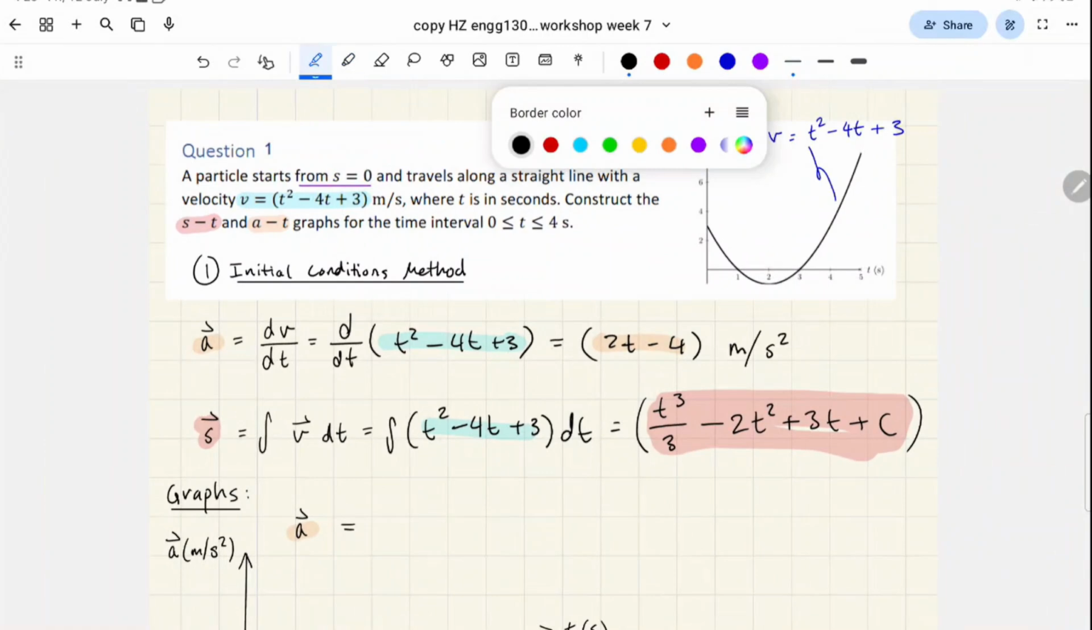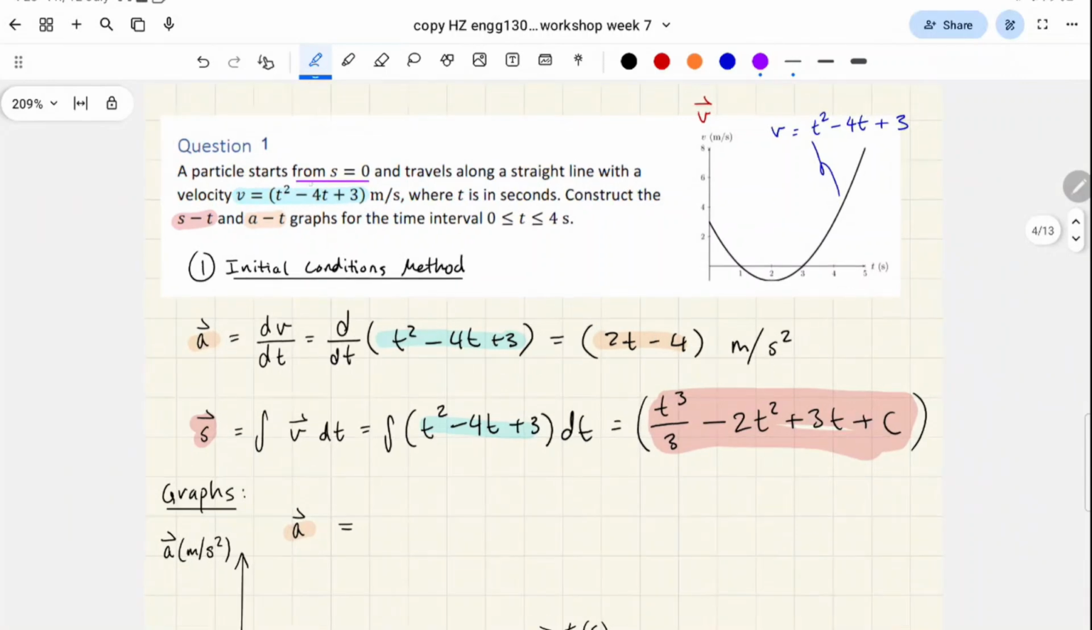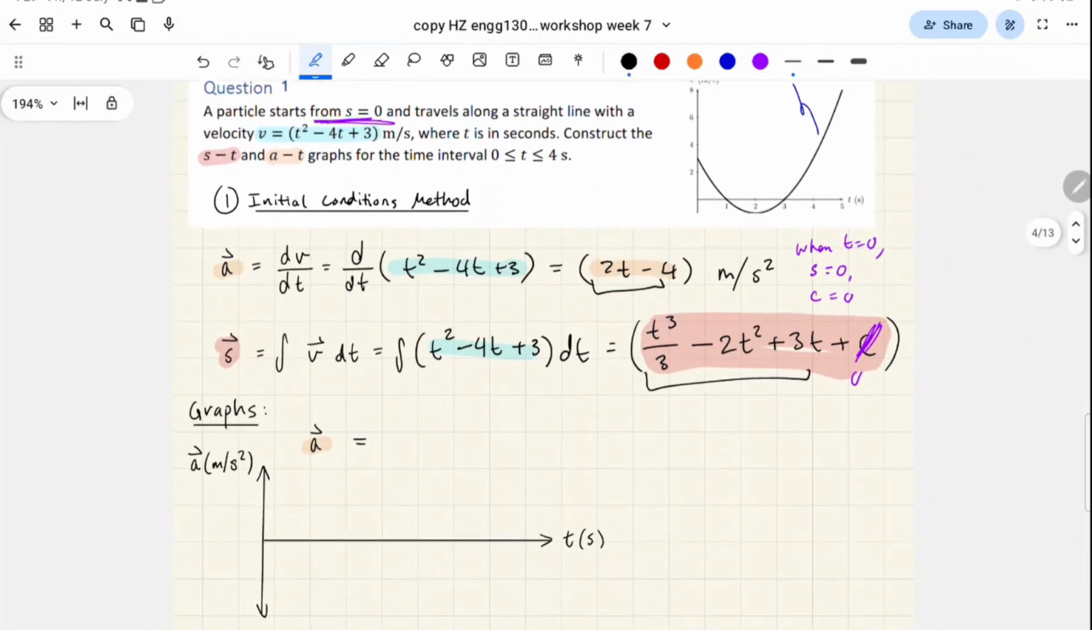Now we have to solve for c. We're told this additional information: the particle starts from s equals 0 when time is equal to 0. So when t is equal to 0, s is equal to 0, therefore c is equal to 0. The way you do that is you plug in 0 for your s and 0 for your time. Once you figure out that c is equal to 0, you just plug it in. So I can scratch that out. That's 0.